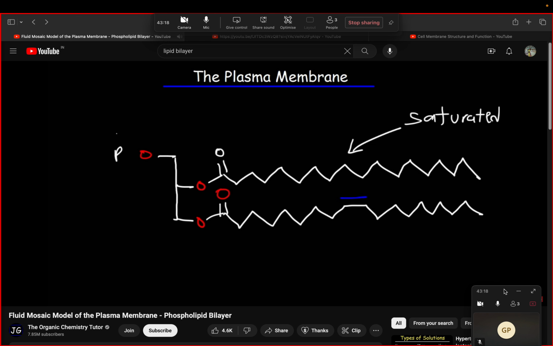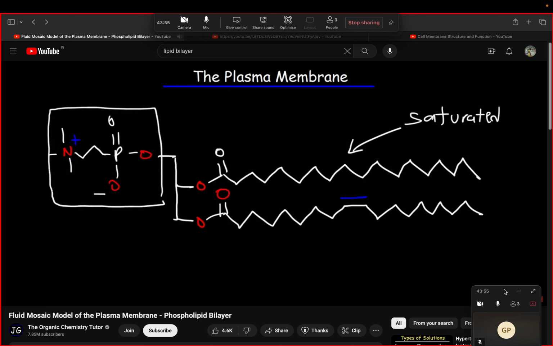Now the third part is the phosphate group. The phosphate group is attached to two carbons, which is also attached to a nitrogen atom with three other methyl groups on it. The nitrogen atom has a positive formal charge, and this oxygen has a negative formal charge. So that's the typical structure of a phospholipid. So this part here is the head of the phospholipid.